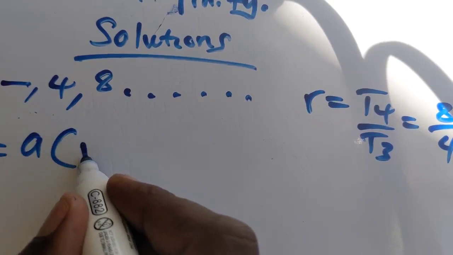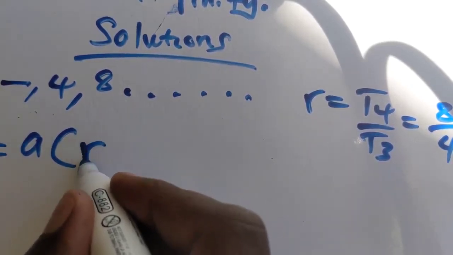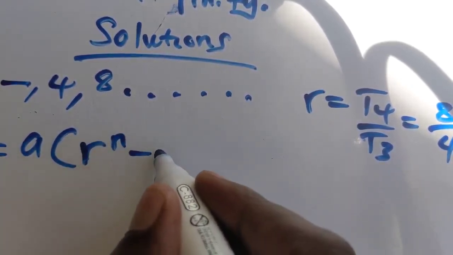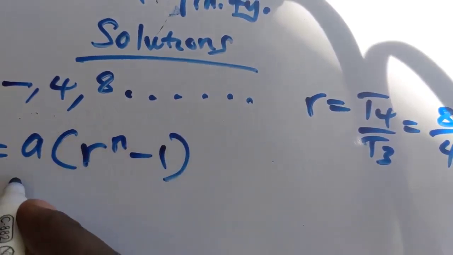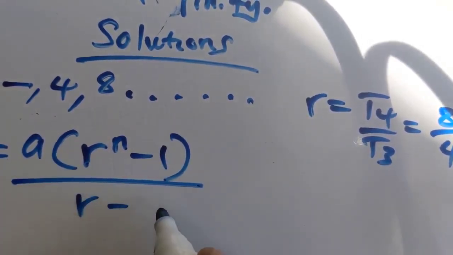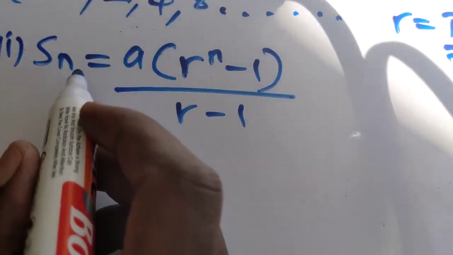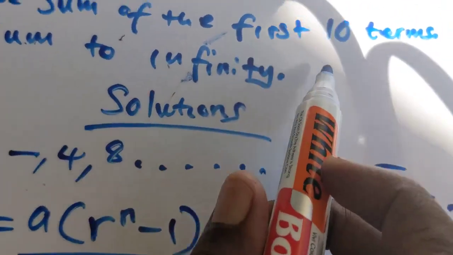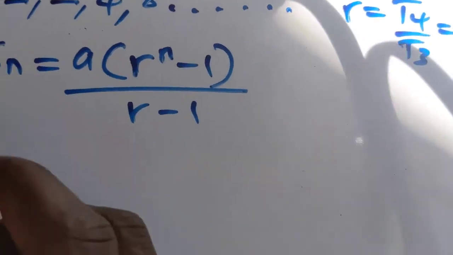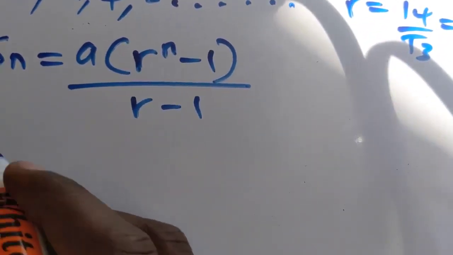I said that when R is greater than 1, we use R minus 1, like that. So this is the formula that I showed you. We are trying to find the sum of the first 10 terms.